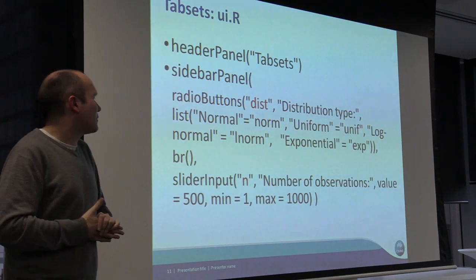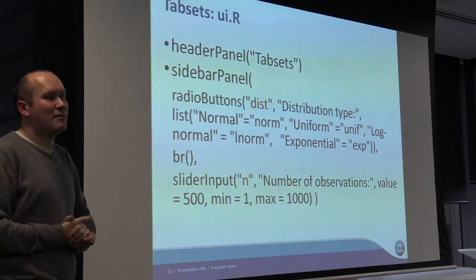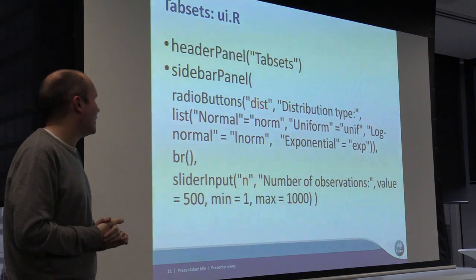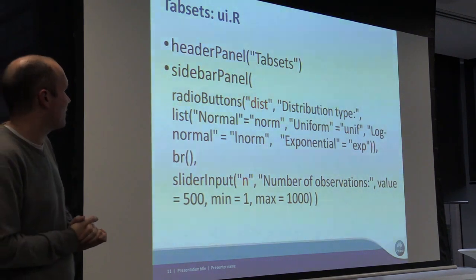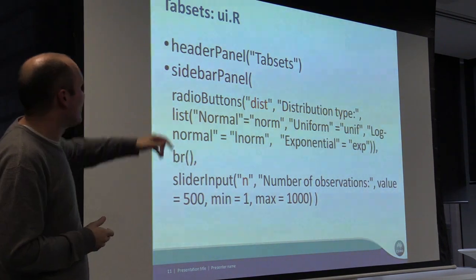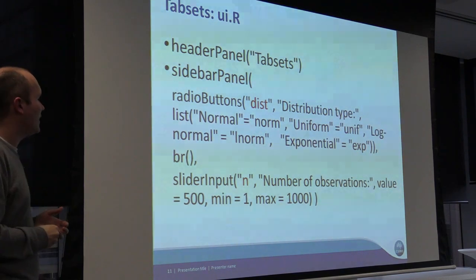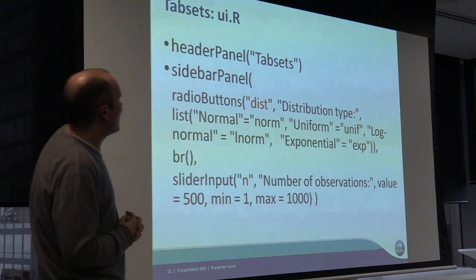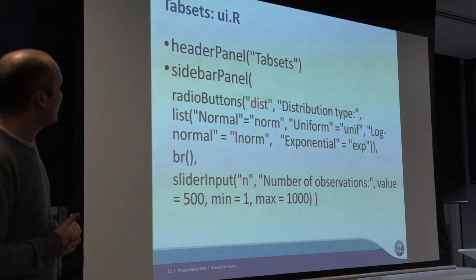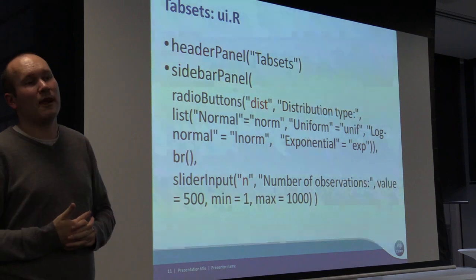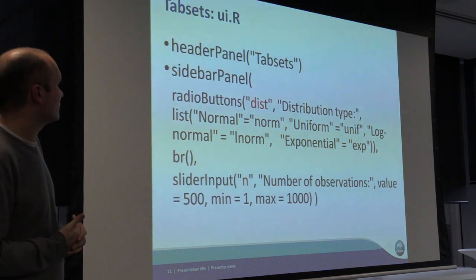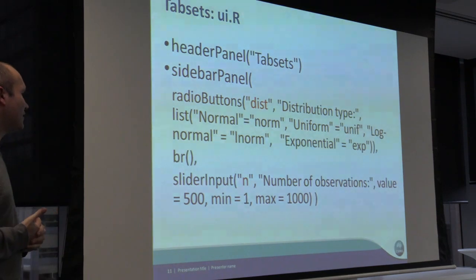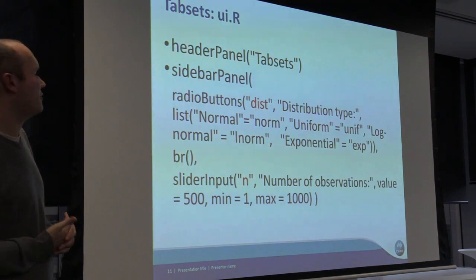So radio buttons, we've got distribution type, which is the string that appears on the web browser. The identifier is dist. Again, you can use whatever you like. And we've got the list. So here, for example, Normal will appear on your web browser. norm is based on the actual R function name. So for example, the R function to simulate exponential distributions is rexp, hence exp for exponential.